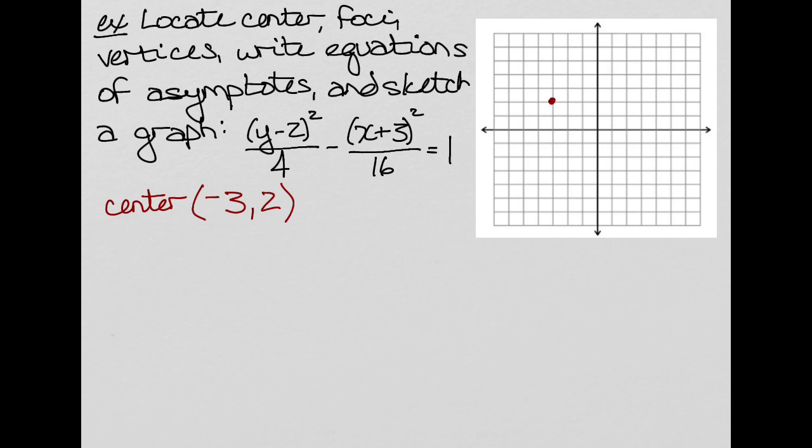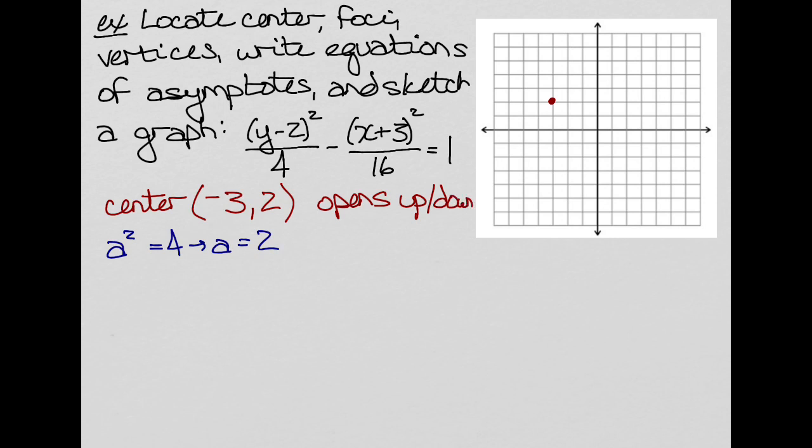Next, let's find some vertices. A is with the positive term, so a squared is 4, which means a is 2, which means my vertices are a distance of 2 away from the center. Which direction? Well, the y term is the positive term, so my hyperbola is going to open in the y direction, which is up and down.